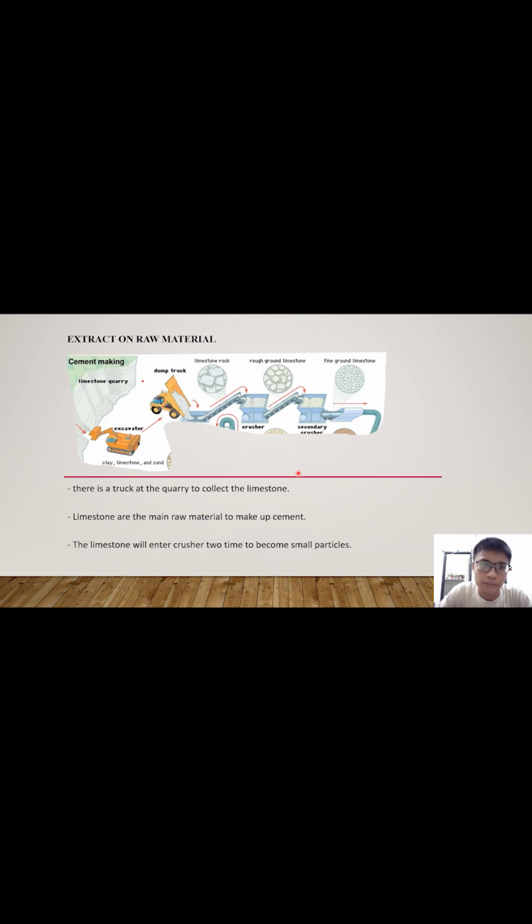The first is extraction of raw material. Here you can see a truck at the quarry to collect the limestone. Limestone is the main raw material to make cement. The limestone will enter the crusher 2 times to become small particles.